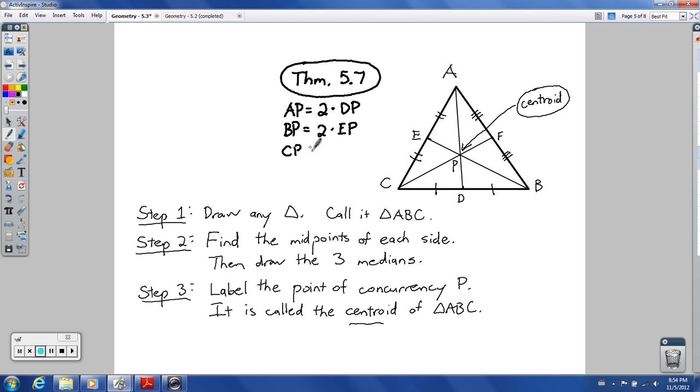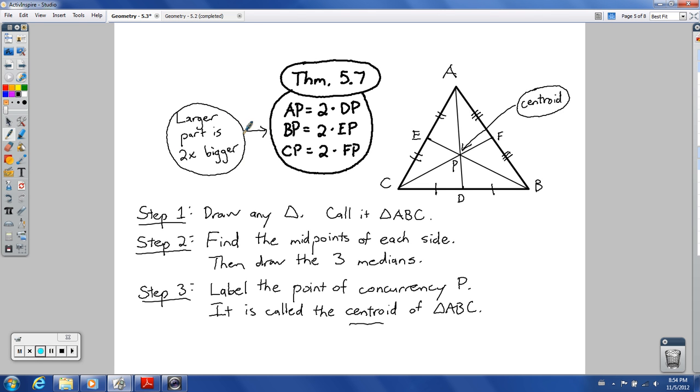And CP is 2 times bigger than FP. That's the big thing to remember to go along with this one. And let's just make a little note of that over here. The larger part is 2 times bigger. That's what that's saying, basically. So the larger part is 2 times bigger of each segment here, of each median.